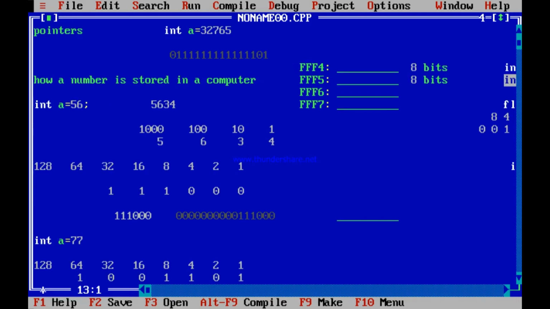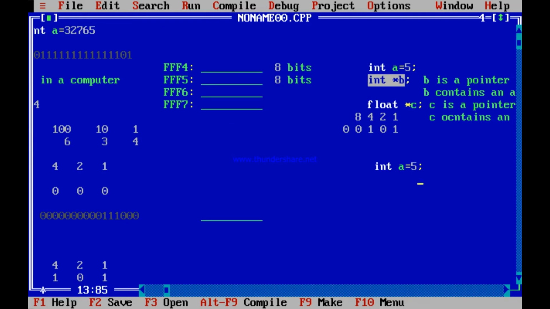Then if I write int star B, that means A contains an integer, B contains a pointer. Pointer means an address. An address means what address? That address which can contain an integer. That means if A is an integer, B can definitely contain an address which contains A. It may contain an address.